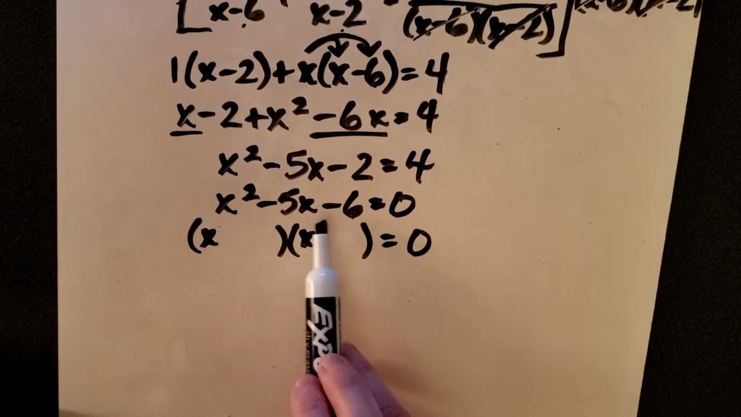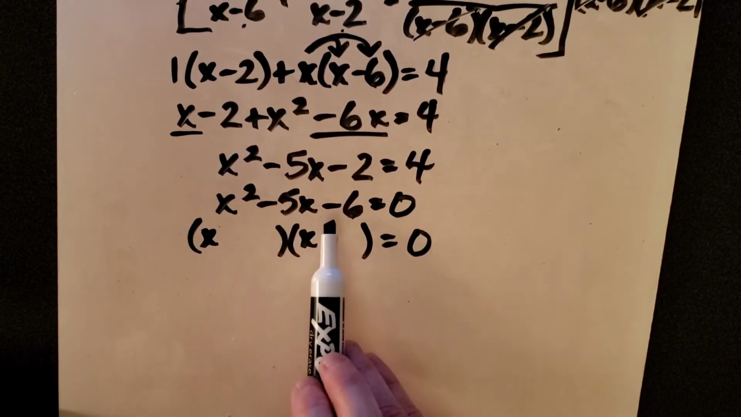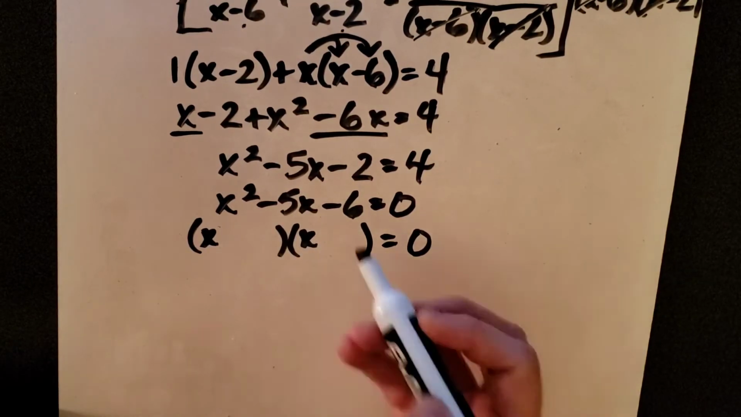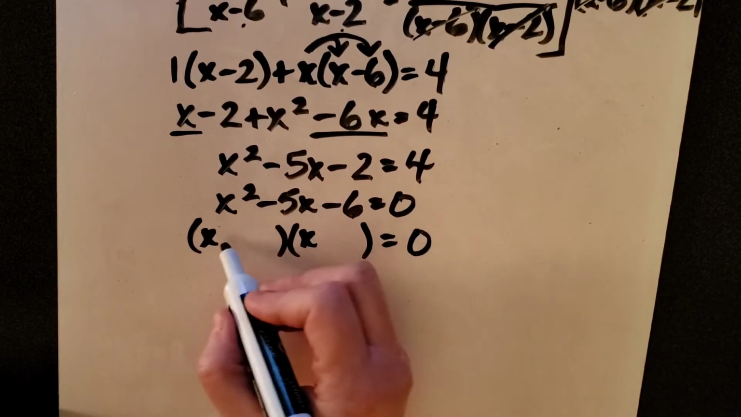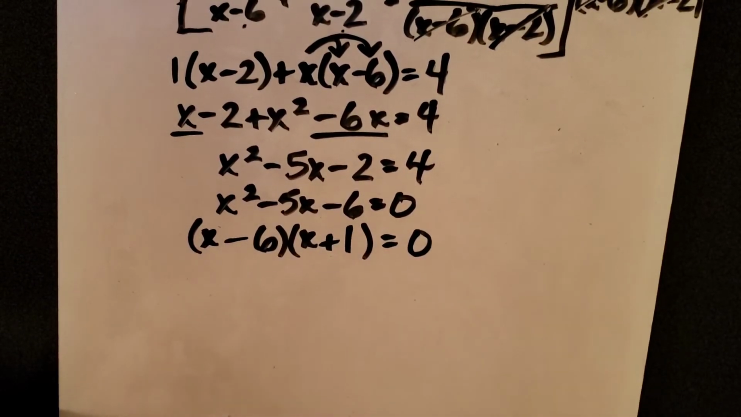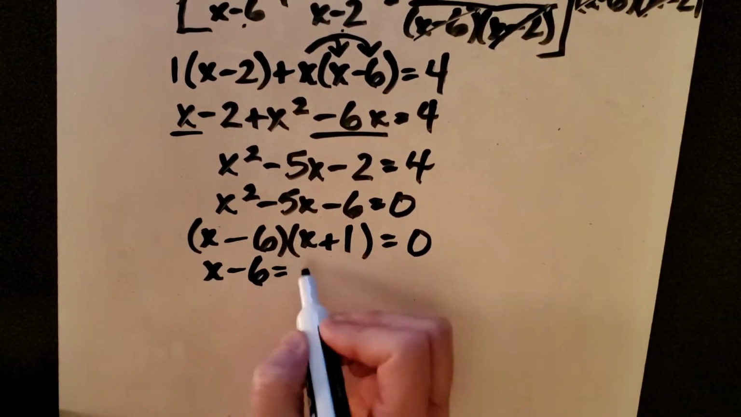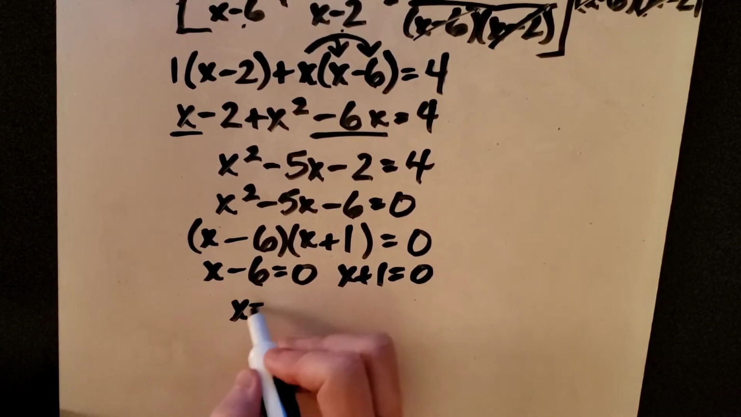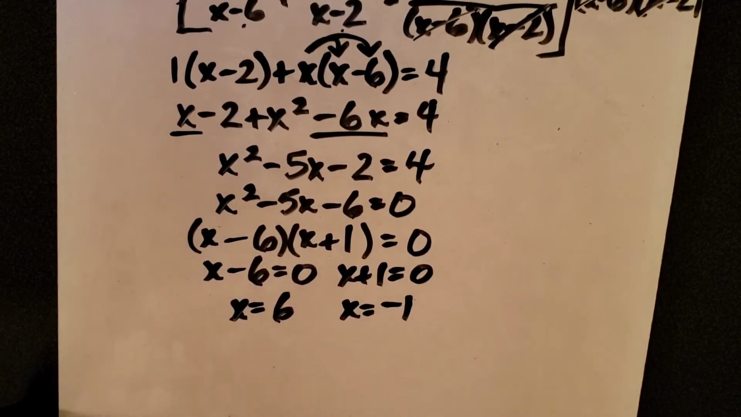And a -3 and a +2 will never give you -5. And a +3 and a -2 will never give you a -5. So the two numbers that multiply together to give you a -6, but combine together to give you a -5 are a -6 and a +1. Okay? Now take each one of these and set it equal to 0. That gives us x is equal to 6, and this one gives us that x is equal to -1.